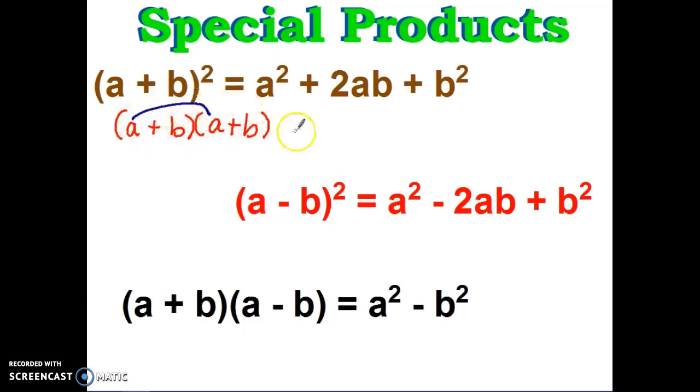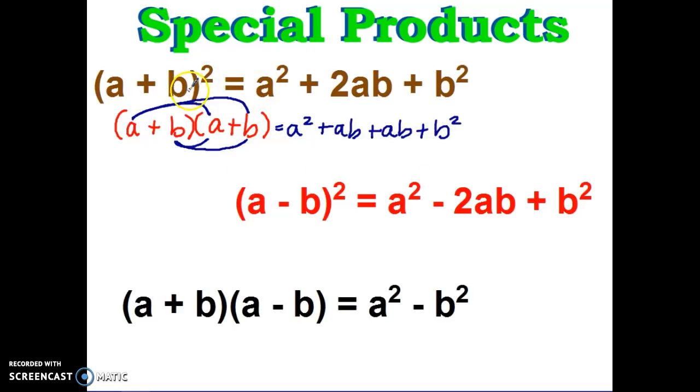All right, so A times A gives me A squared. That's first. Outer terms plus AB. Inner terms, don't say BA, Zach and Keith, it's AB. It's always the boys, I don't understand. And then plus B squared.